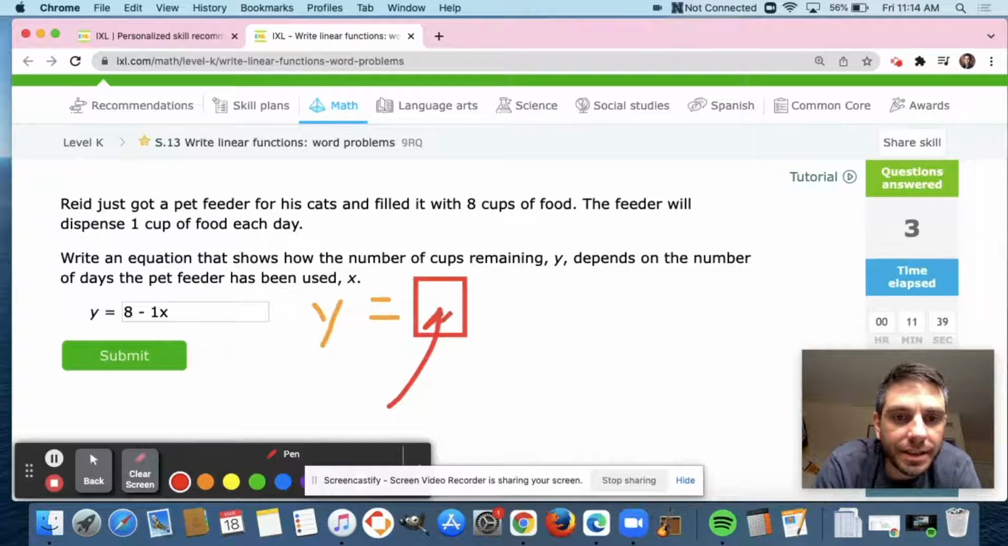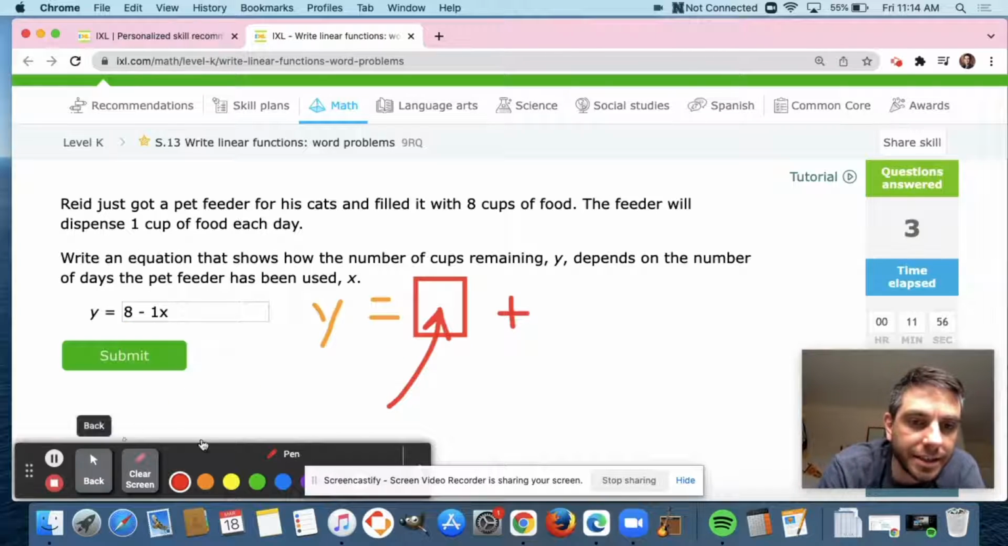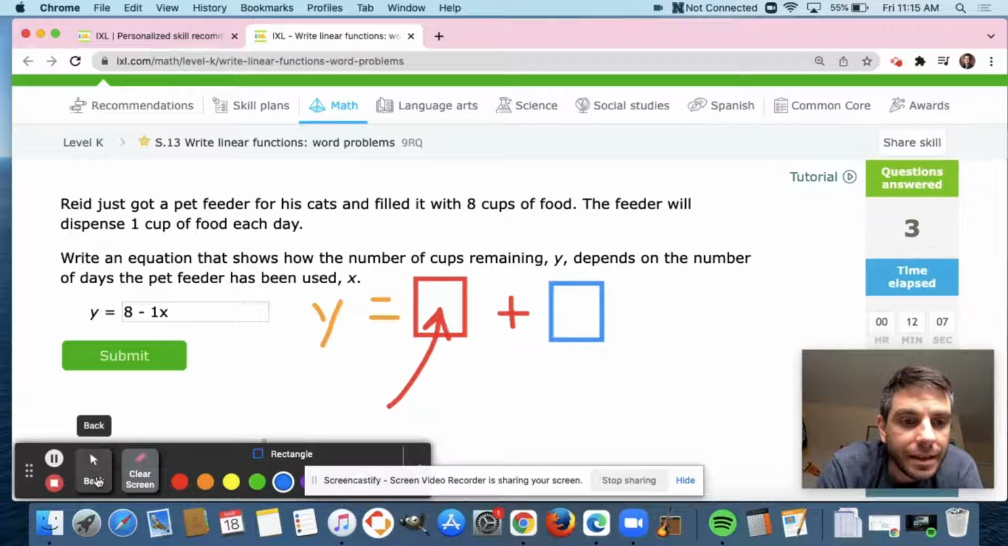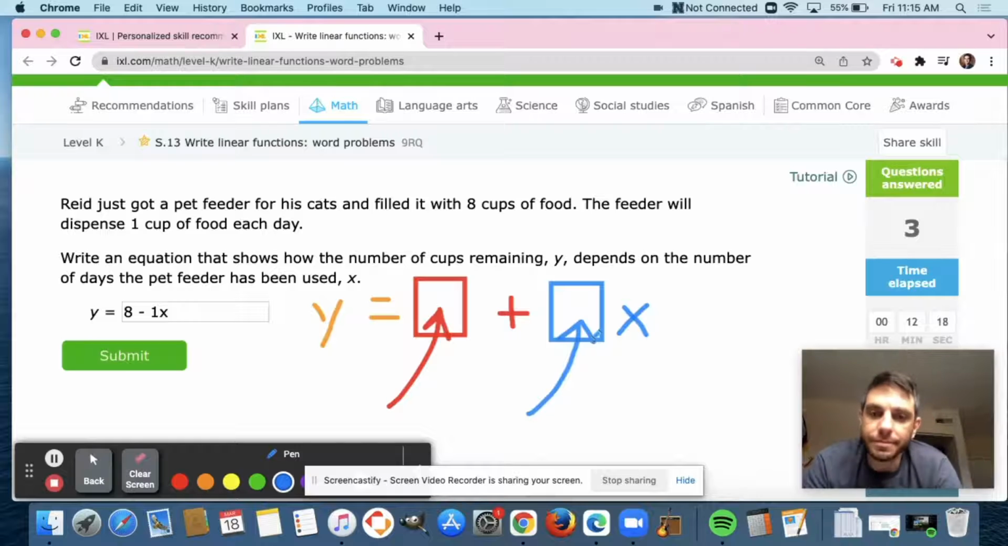There's a starting amount right here. In this case, it was 8. Then we are either adding or subtracting. In this case, it was subtracting because the food amount was going down. But we're either adding or subtracting an amount, and the amount that we're adding or subtracting is based on a rate. And we take that rate number and we times it by the other changeable number x. And that's the general structure of our equations.